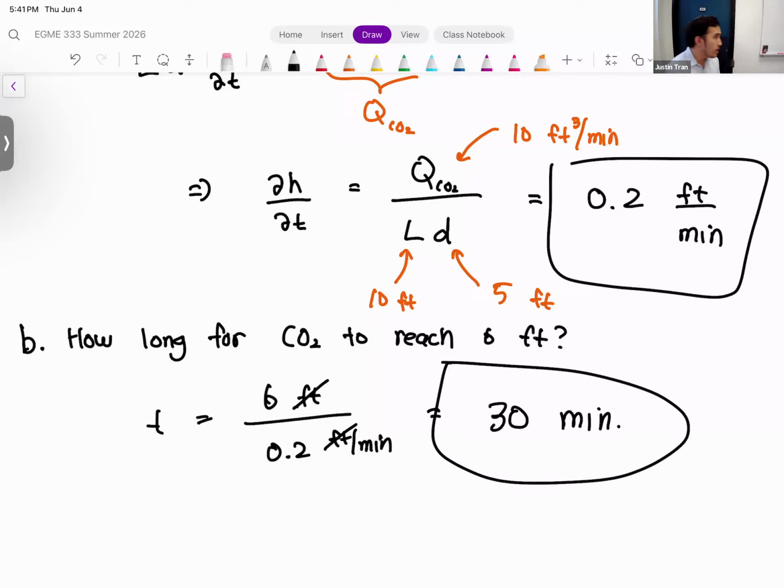Which is not a lot of time, right? And so that's dangerous. You would probably take this information, go to your contractor or your manager and say, hey, we need a vent here. We need something to pump out the CO2 from this trench. Otherwise, our guys are going to suffocate down here. Typically not a good thing. All right, any questions on this?